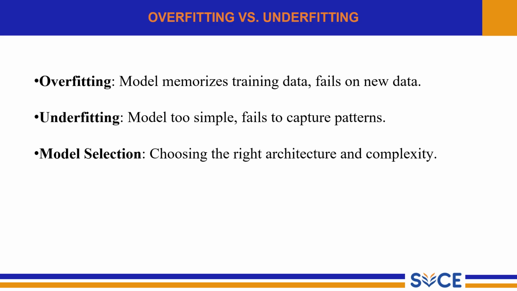It is the process of choosing the right architecture and level of complexity for the task at hand. It uses techniques like cross-validation, grid search and performance metrics, which help us evaluate different models and pick the one that strikes the best balance between bias and variance.